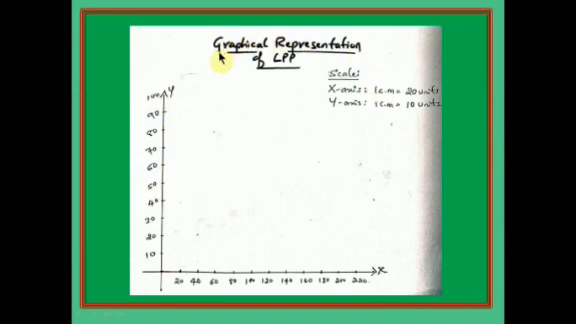And this is the title which has to be written for every problem: graphical representation of LPP, linear programming problem. And after this, what is to be done? The obtained sets of points have to be plotted on the graph sheet, on the x-axis and y-axis, and the respective values are to be joined in order to get straight lines first, correct? Fine. Let's see how it can be performed.